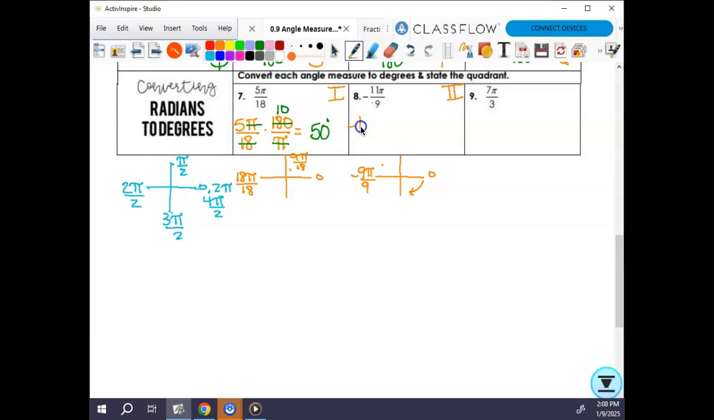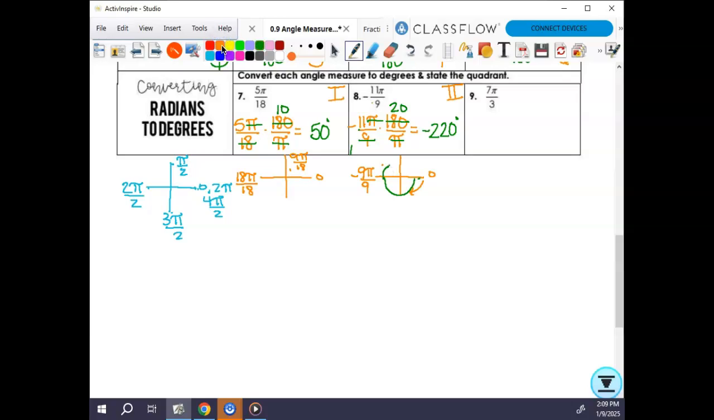So I'm going to do negative 11 pi over 9 times 180 over pi. Cancel my pi's out. How many times does 9 go into 180? 20. So now I have negative 11 times 20, which is going to be negative 220 degrees. Then I can check myself. Here I am at 0. This would be negative 180, and then I'd have to go another 40, and I'd be in the second quadrant. Okay. Any questions at all? All right.